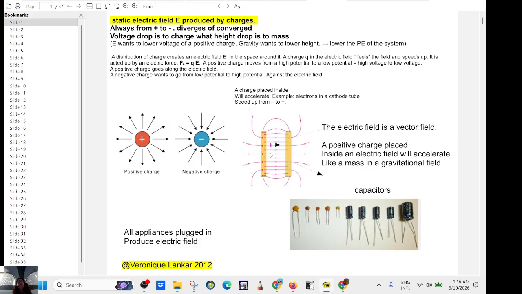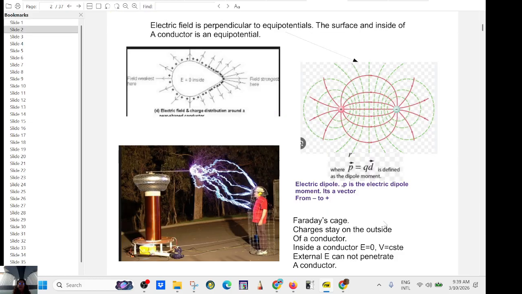So you have to be careful with the sign. Is the acceleration negative or positive? It's going to speed up or slow down. So be aware of that for the test. Capacitors, we talked about that. Okay. And then Faraday cage.